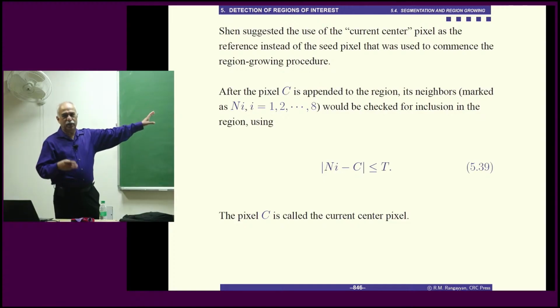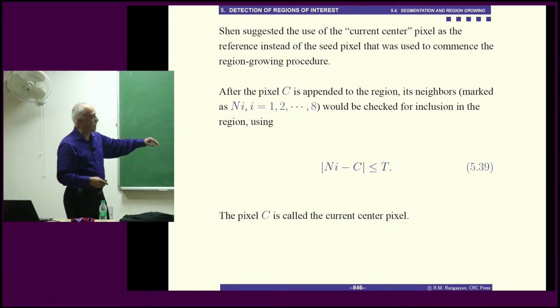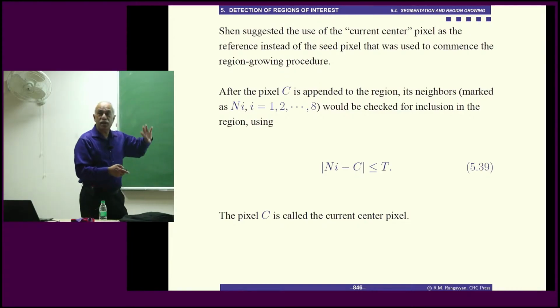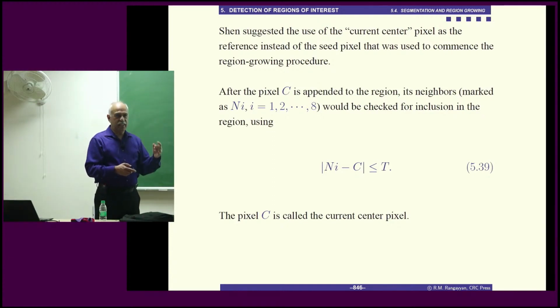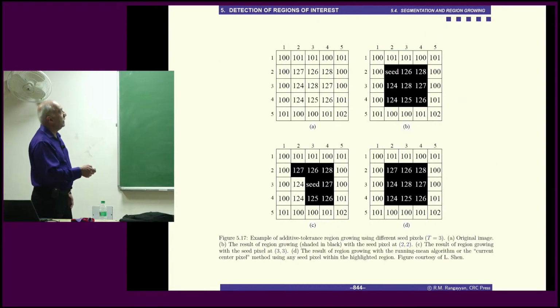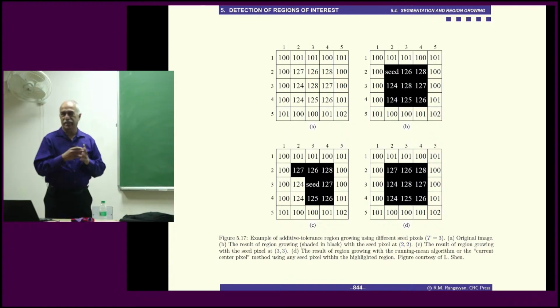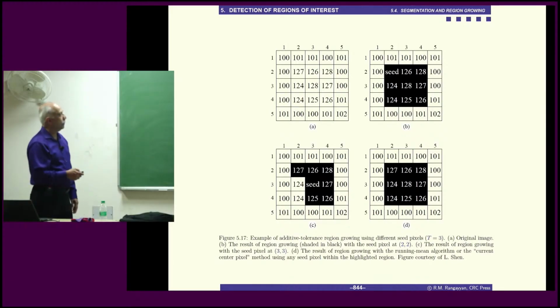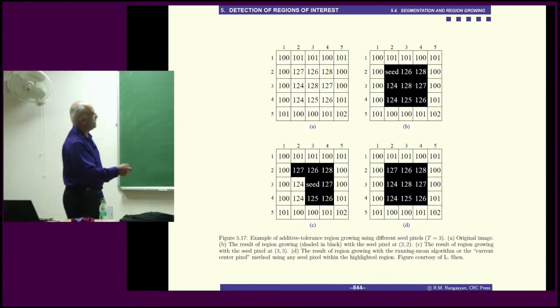Which one works for you depends upon your image, whatever variations exist in the kind of images you deal with. But these are a few different possibilities as to how the reference may be computed for region growing. The idea is that given a region, using any of the pixels within the region as a seed should give you the same result. And that was achieved here. That was not achieved when just a seed was used. That seed gave this result, this seed gave that result.